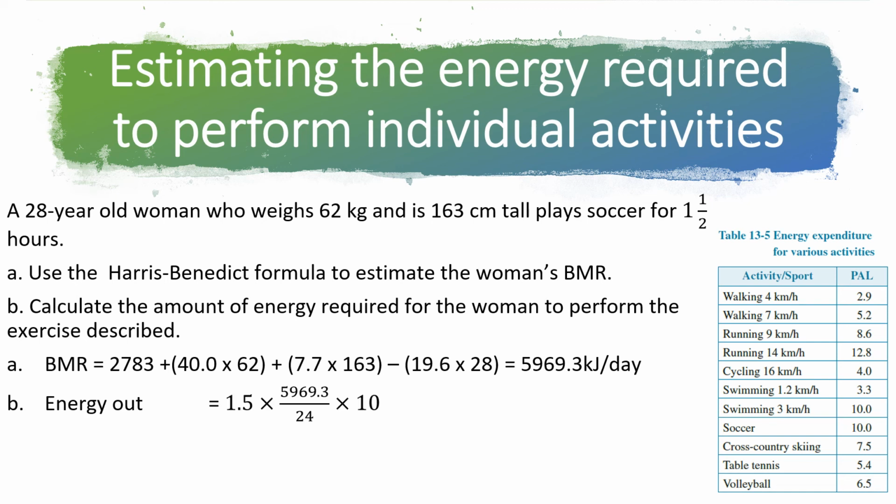Now energy out will equal 1.5, because she's playing it for an hour and a half. Now the formula for energy out when using this, we need to do how many hours, so that's 1.5 hours, times her BMR per hour, so we need to divide it by 24. So it'll be 5,969.3 divided by 24, and then times by 10, because soccer in our table has a PAL of 10. And that will equal 3,730.8 kilojoules.